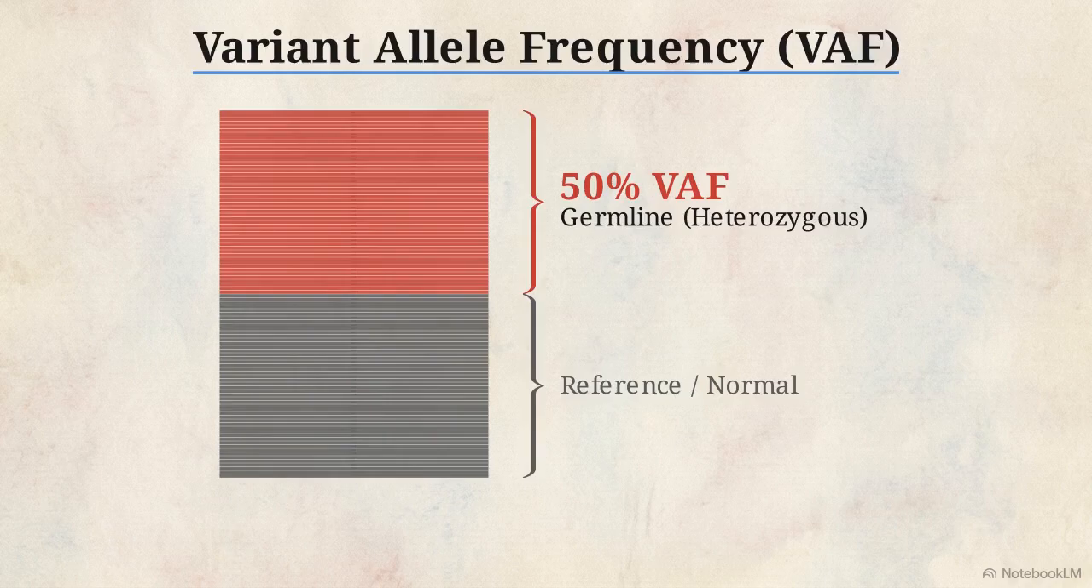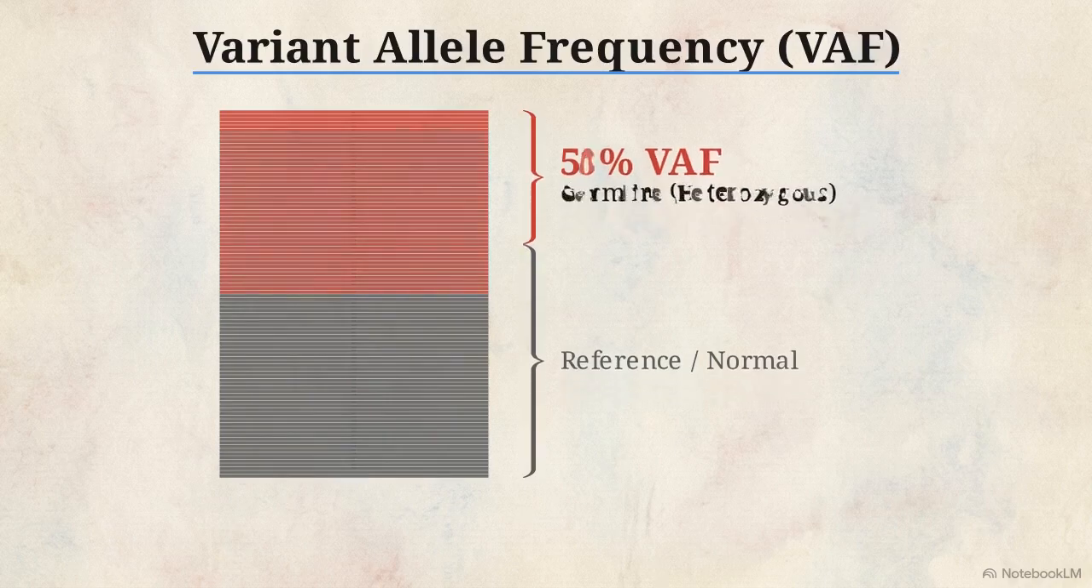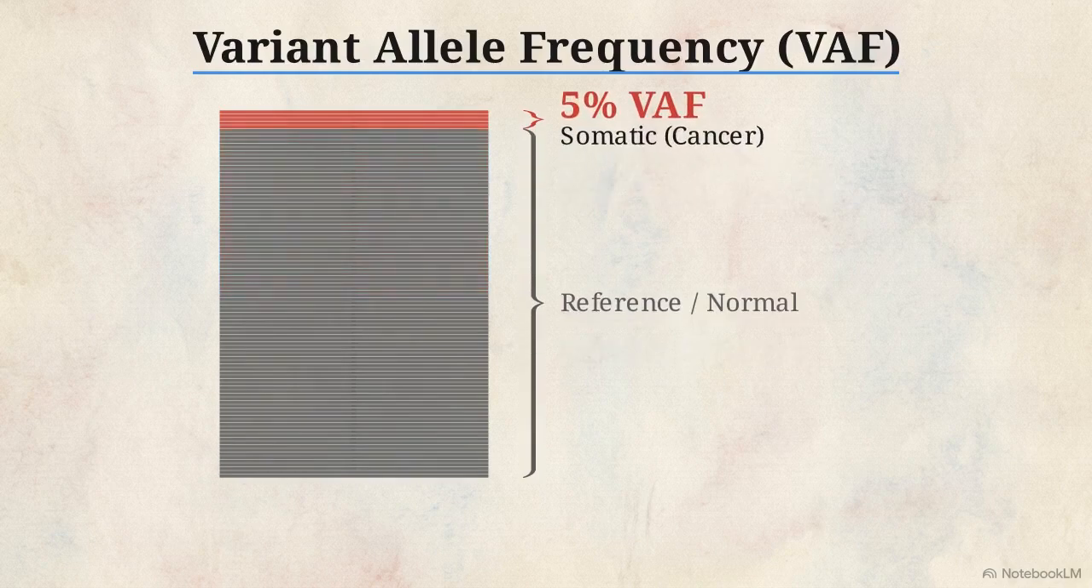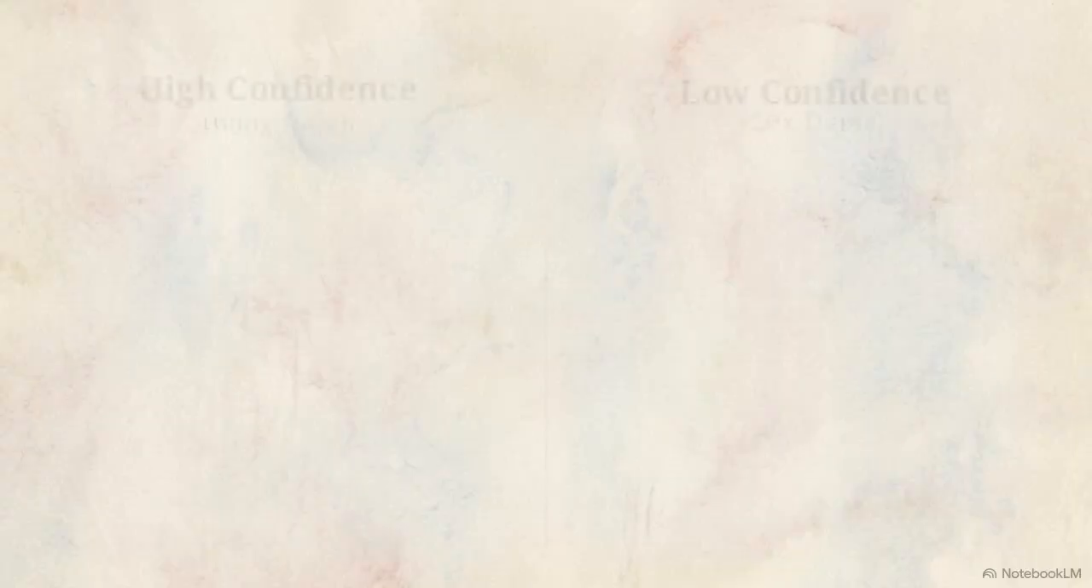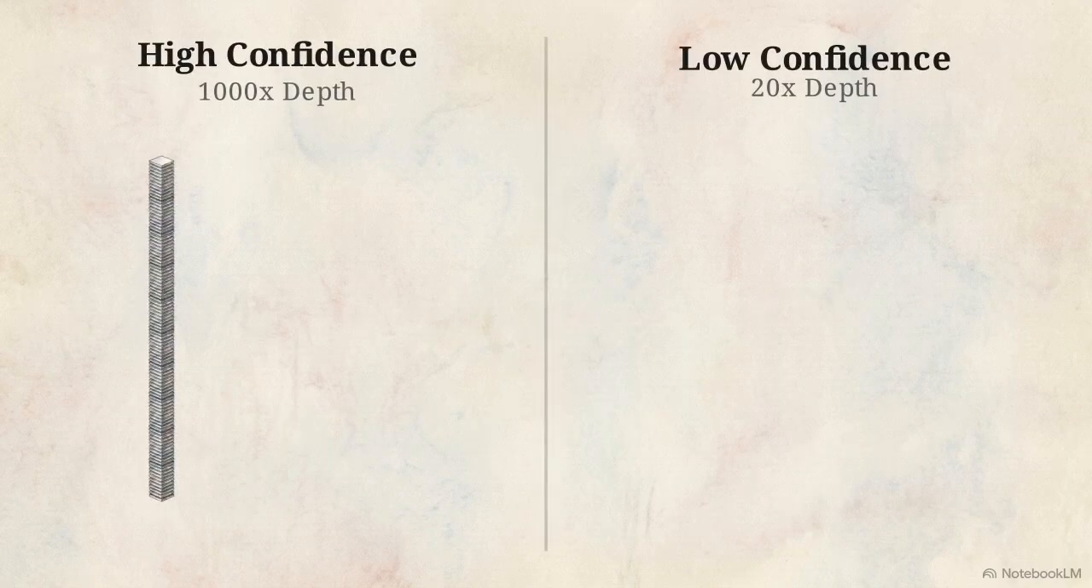Inherited germline variants typically present at roughly 50% VAF, indicating a heterozygous mutation. In somatic cancer testing, variants often appear at a VAF of 5% or even lower. This creates a critical mathematical dependency. The reliability of a variant allele frequency is determined by the total read depth at that position. These side-by-side charts show why.